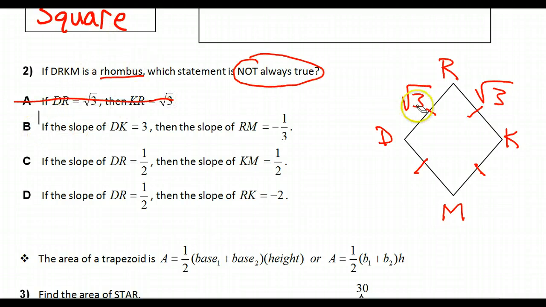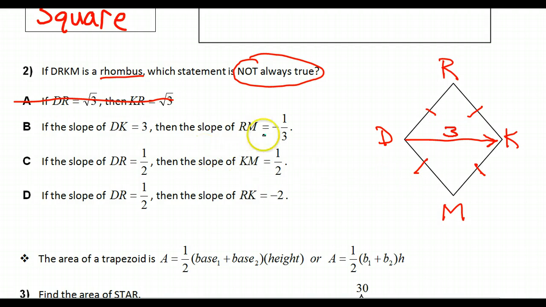Okay, what about part B? The slope of DK is 3. Okay, so this is DK, like this. I'll put an arrow to remind us that we're talking about the slope. So let's say if that slope is 3, then the slope of RM is negative 1/3. Okay, RM would go like this. Here's RM. Okay, so we're talking about the diagonals, and see, we're saying negative 1/3.